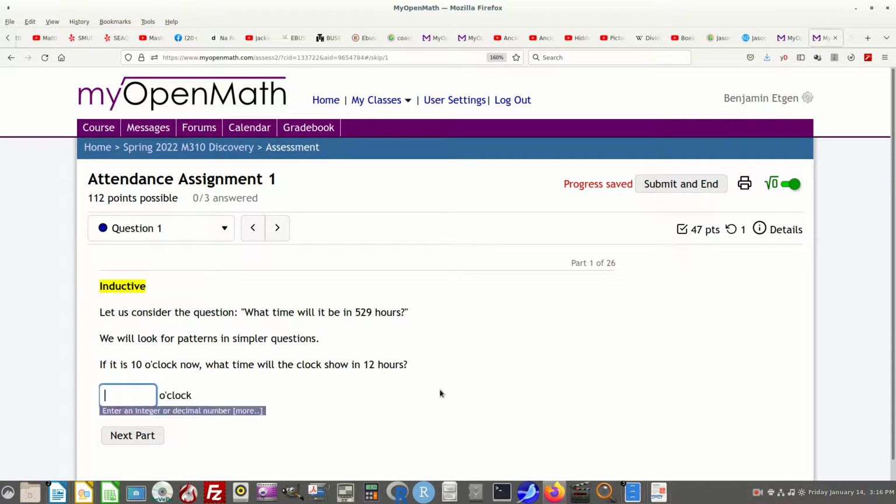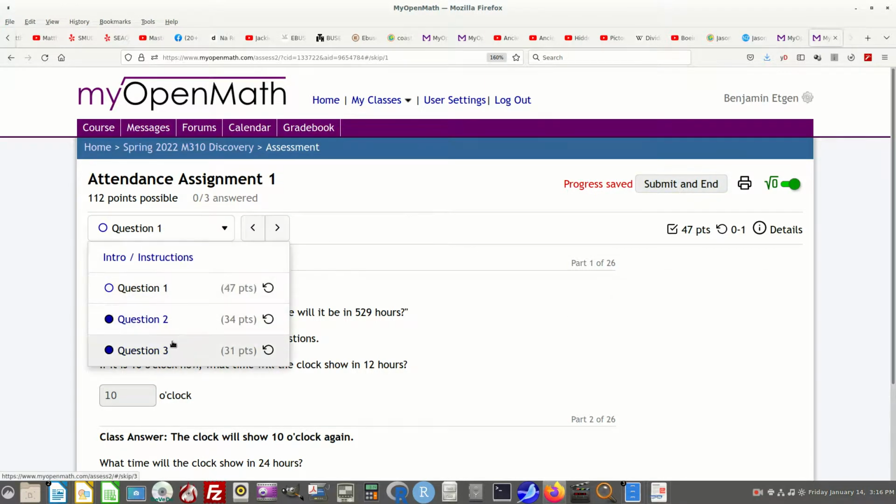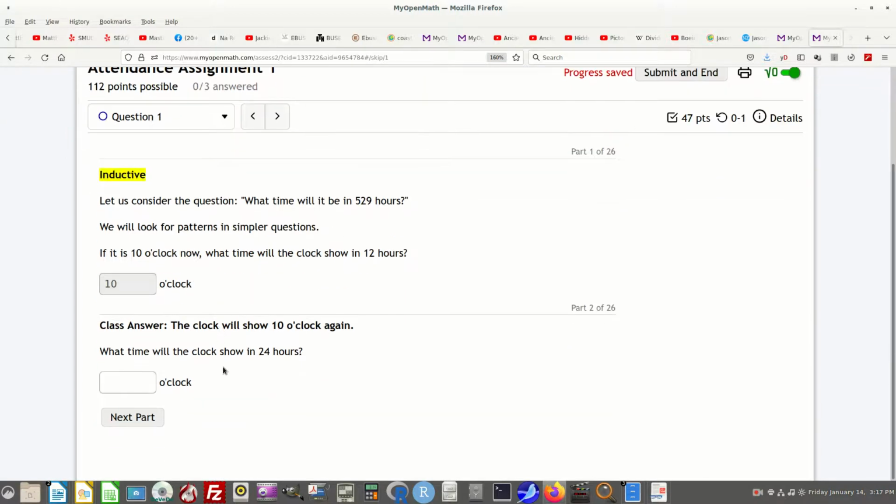In other words, if I say, okay, it's 10 o'clock now, what time will it be in 12 hours? Well, 10 o'clock. Notice that it will give me the option to save my progress, but if I click next part, it saves it for me. Again, remember to only submit and end after you've answered all of the questions. This question has 26 parts, and that's what I mean about the inductive style of teaching, the Socratic method. The first part is inductive, so I'm asking a lot of questions.